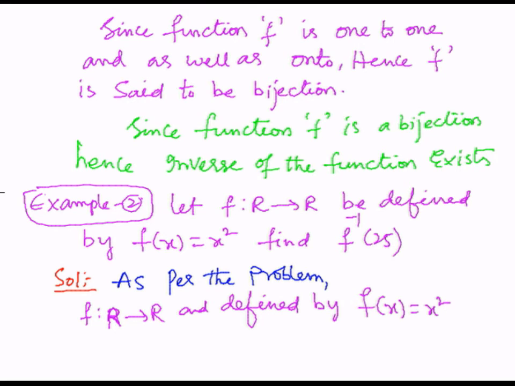In order to find out f inverse of 25, the given function is f of x is equal to x square. I am going to assume here f of x as y. So let y is equal to f of x, which is equal to x square. So we have assumed y is equal to f of x equal to x square, that is instead of f of x I replaced it by y.